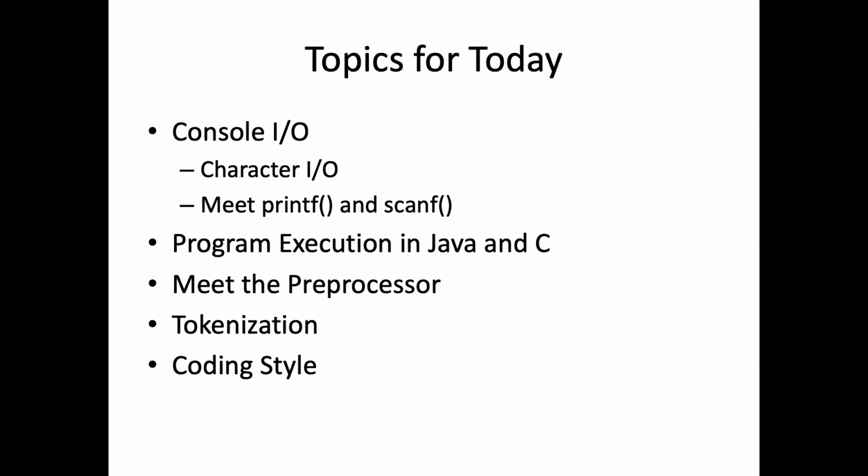This is our plan for today. We're going to learn how to do console I/O using a couple of different mechanisms. And then we're going to step back and look at some bigger ideas of how C compares to Java and sort of how a C program gets built and executed. And then at the end, we'll talk a little bit about our coding style guide.